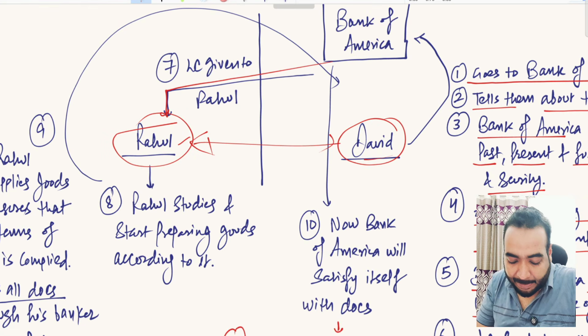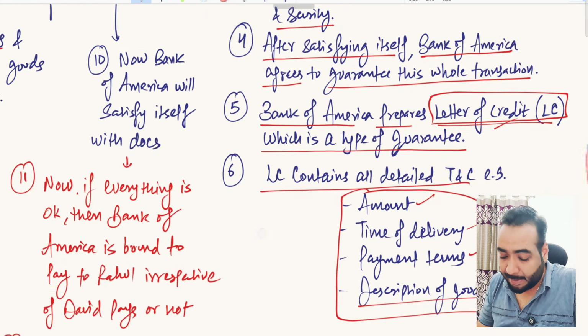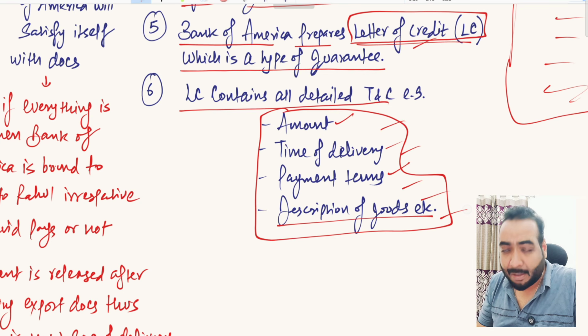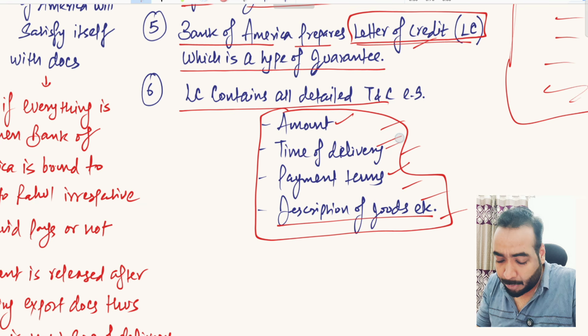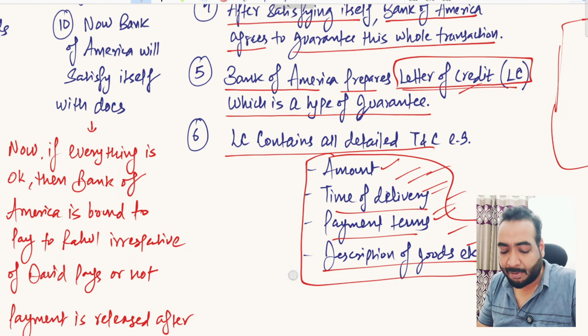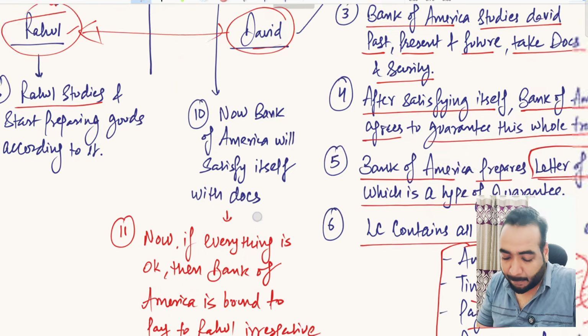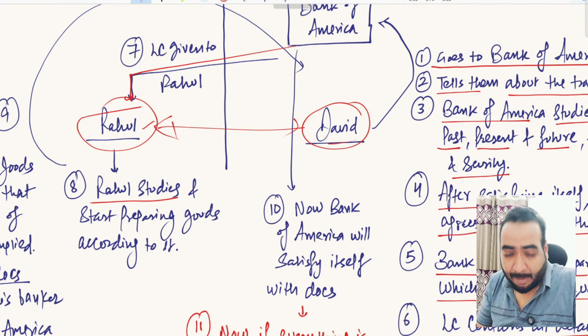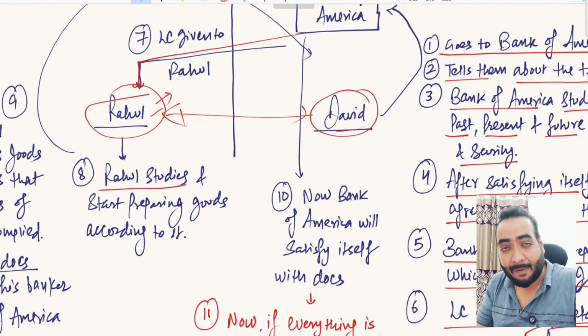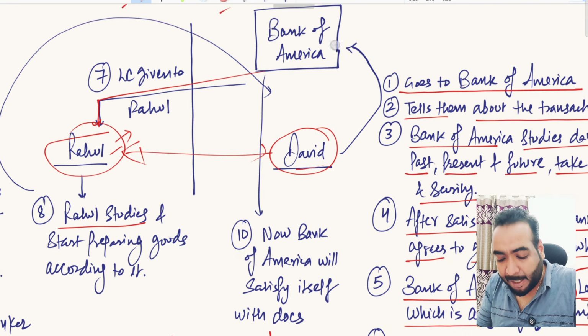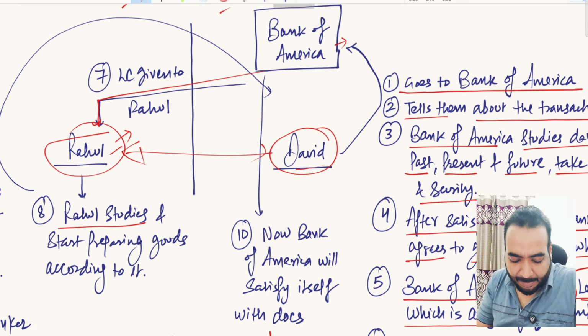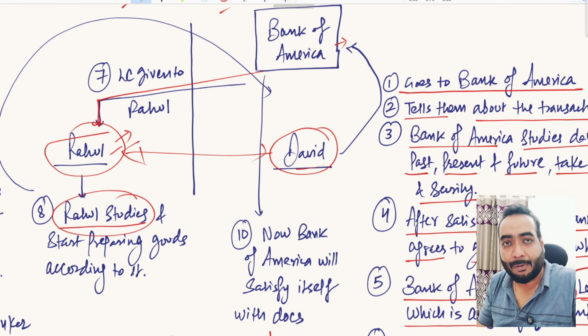So now Rahul will study the letter of credit and see that all the terms and conditions are within the agreed norms, only those terms which were earlier agreed by Rahul and David. And Rahul will see whether he will be able to meet all these terms and conditions or not. Although practically, before issuing a letter of credit, the draft format of the letter of credit is shown to Rahul. After getting the confirmation from Rahul, only then Bank of America issues the final LC, right? So this step practically happens before issuance of the LC only, right?